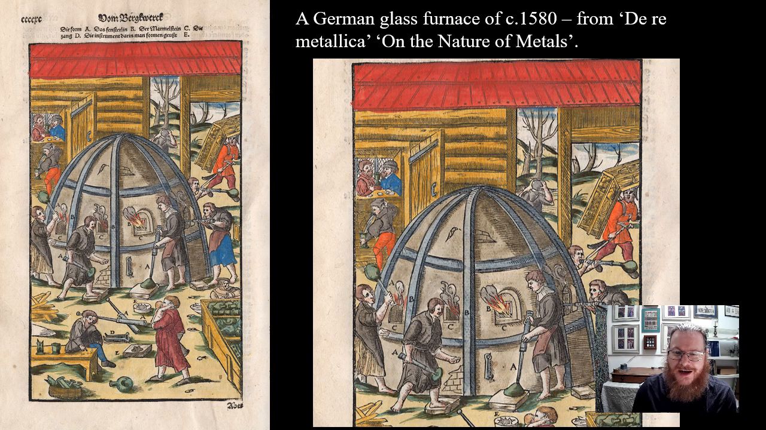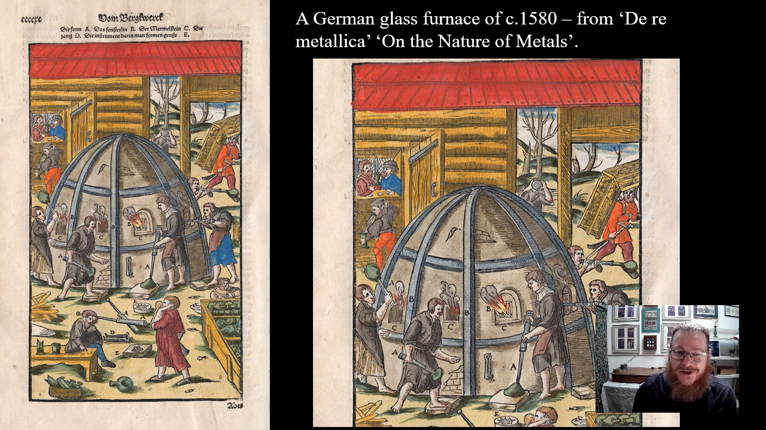Now this is a really fascinating illustration from the 1580s showing a German glass kiln. It's taken from a book called De Re Metallica on the nature of metals, which was published by an author called George Bauer, or George Agricola as he was Latinized as. Bauer and Agricola both meaning farmer. It's a really instructive illustration.